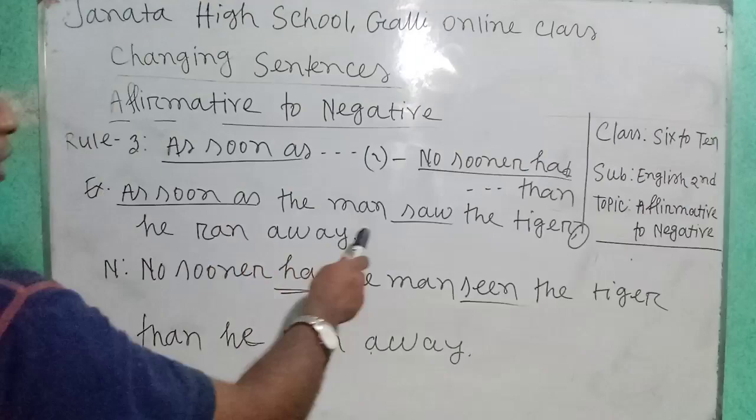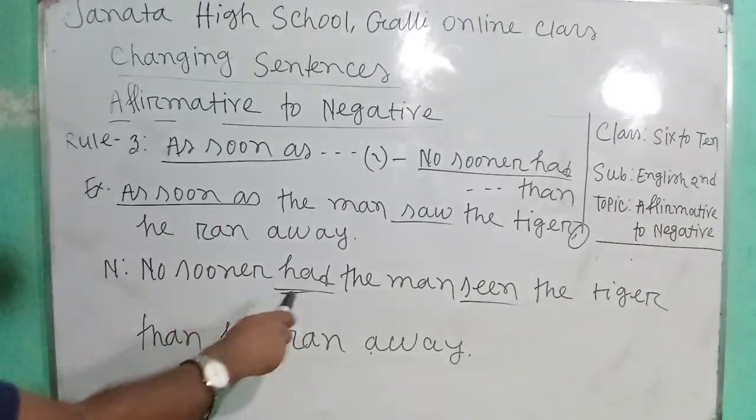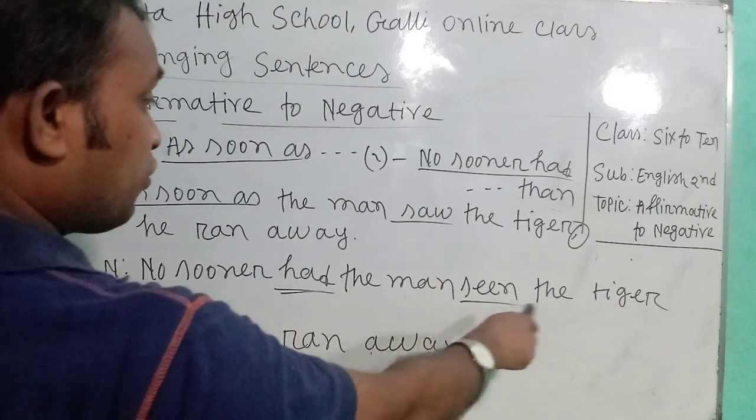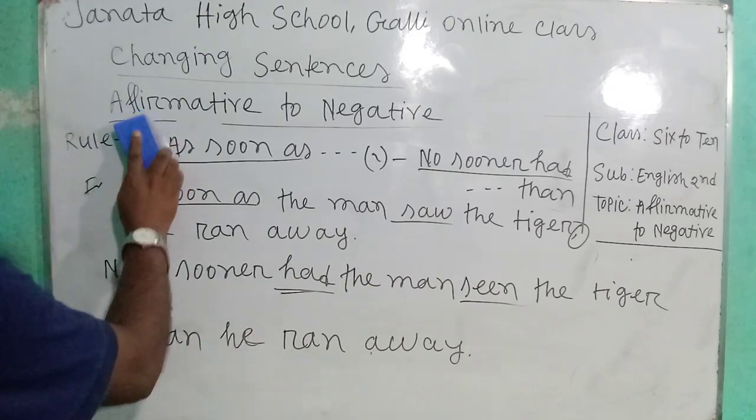As soon as the man saw the tiger, he ran away. No sooner had the man seen the tiger, then he ran away. Okay, have you understood? I am going to the next rule.